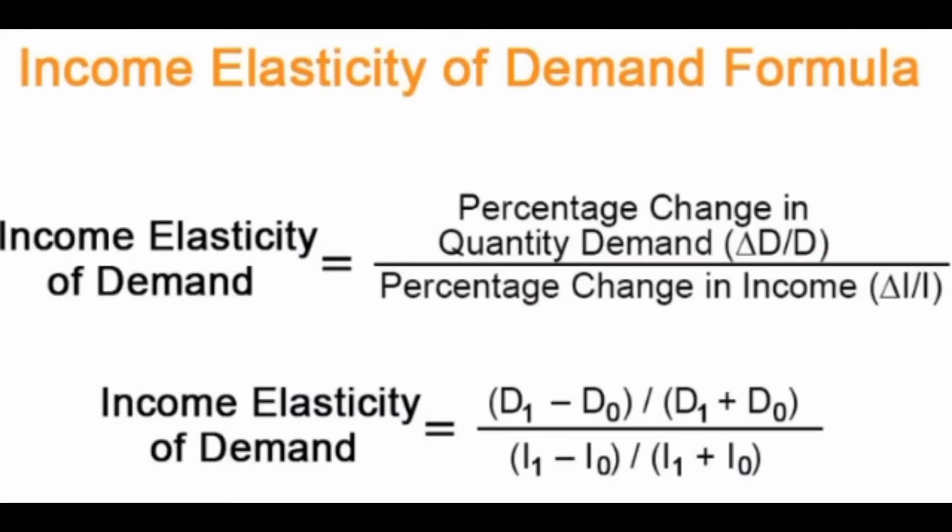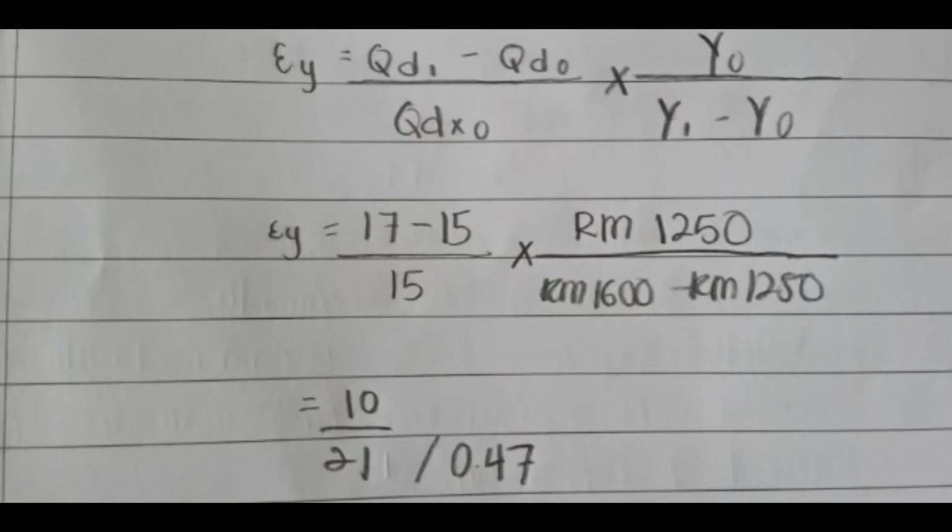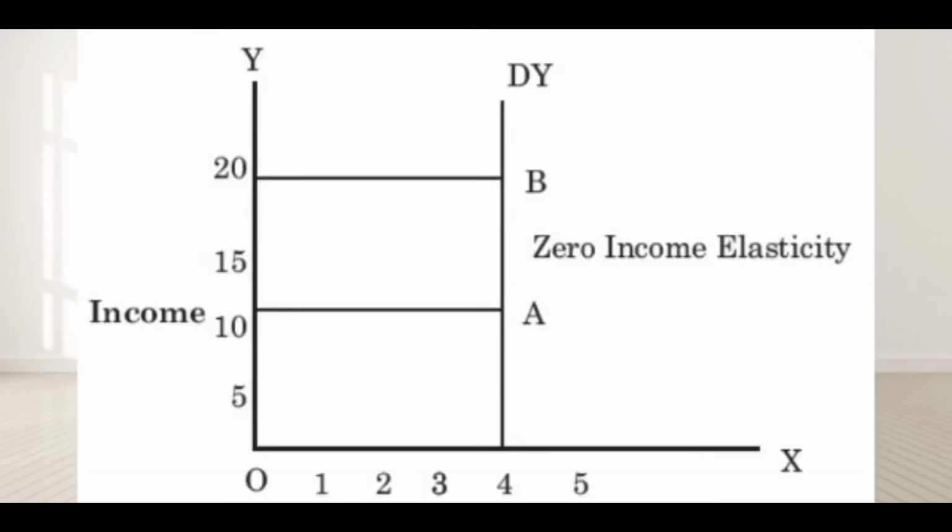So this is the formula for income elasticity of demand and the calculation that I've made. Based on my calculation, the answer is 0.47, which means it is a zero income elasticity since the answer is about 0. A zero income elasticity of demand occurs when an increase in income is not associated with a change in the demand of goods.